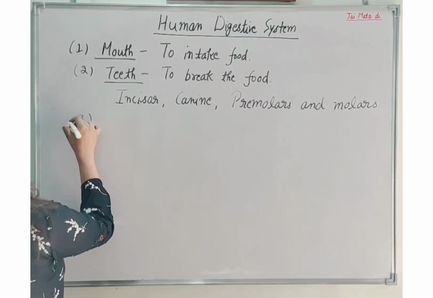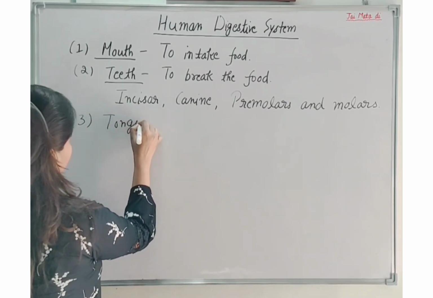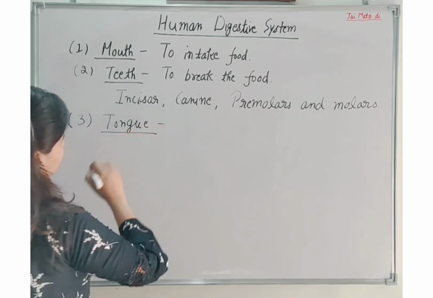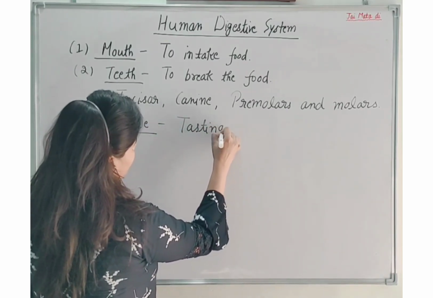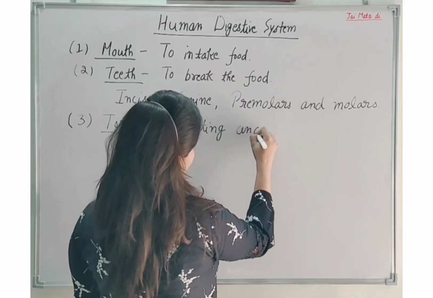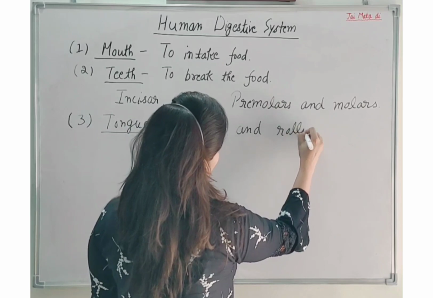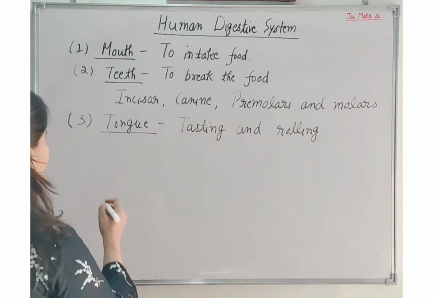Third one is the tongue. Now what is the function of the tongue in digestion? Tasting and rolling. With the help of the tongue we can taste any food item and it also helps in the rolling of the food item. So the function of the tongue is tasting and rolling.